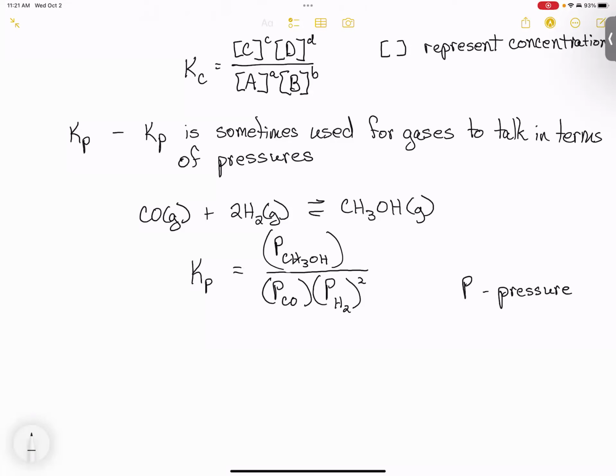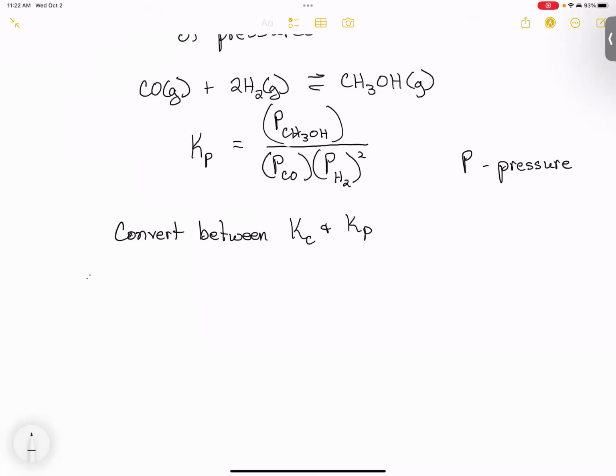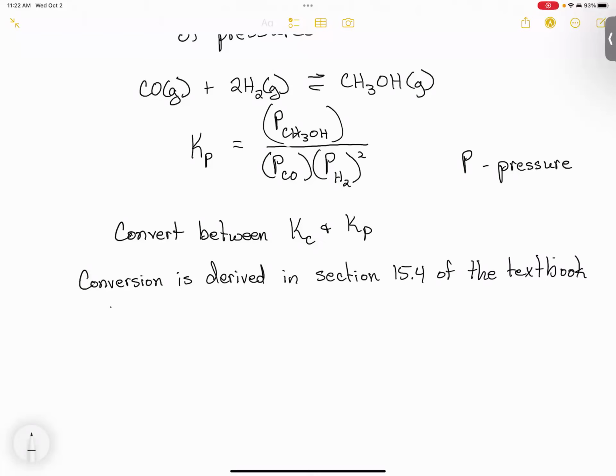Now, we can convert between Kc and Kp, and this conversion is derived in section 15.4 of the textbook, using the ideal gas law.